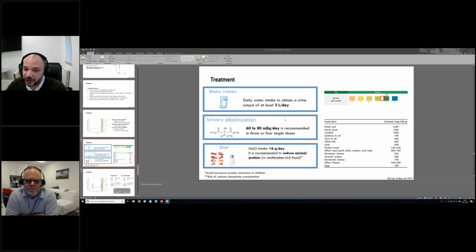Anyway, what's shown here is that dried cod seem to be, and horse meat, I don't know, these are not very common foods, at least in Italy, but for children, it's certainly different. I would not stress too much this aspect of management.